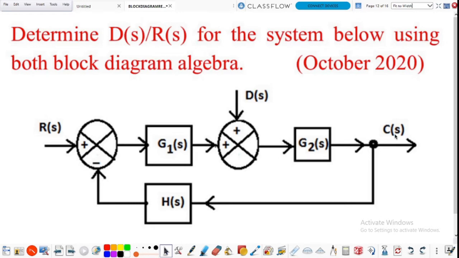So first calculate C of s by R of s value. To determine C of s by R of s value, consider D of s equal to 0, and after that calculate C of s by D of s value. In that case, consider the other input R of s equal to 0.